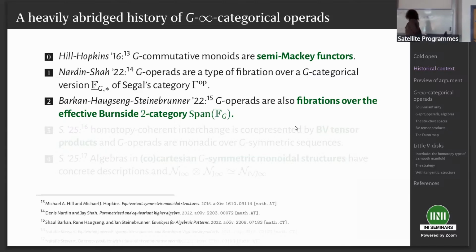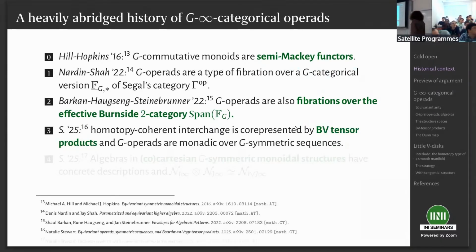We can do some sort of fibrations over span of finite G-sets. Hopefully so that the coCartesian fibrations end up being the unstraightening of semi-Mackey functors valued in infinity categories, which are my model for G-symmetric monoidal infinity categories.